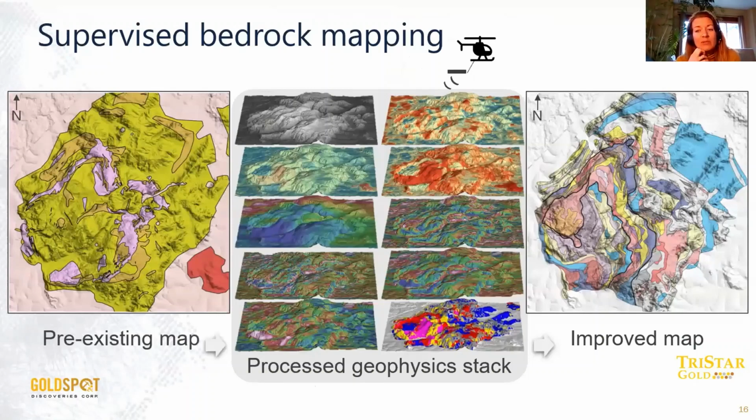The next example is supervised bedrock mapping. Another catchphrase is machine-assisted map making, and it's another hot theme right now. This is an example of supervised learning applied in conjunction with a geologist. On the left, we have our historic map. Then, using many layers of geophysics data, patterns that relate to the different rock types are analyzed and interpreted. Finally, on the right-hand side, we see the resulting revised and improved map. That map is used to support a variety of exploration purposes.